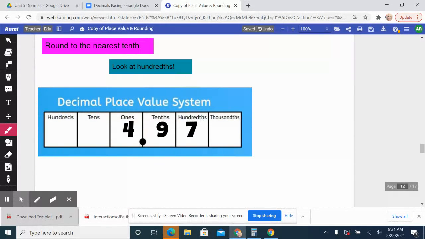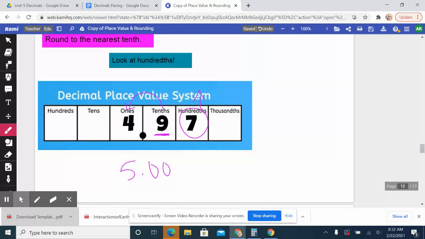And then again, I have another example. Round to the nearest tenth. Okay, so we care about this one, but the number that we're gonna look at is to the right, right? That's 7. That 7 is gonna round up. Well, this 9, that's the highest you can go. So that's gonna round that up. So it would become 5.00. Okay, so that is the nearest tenth. So make sure you write that down.